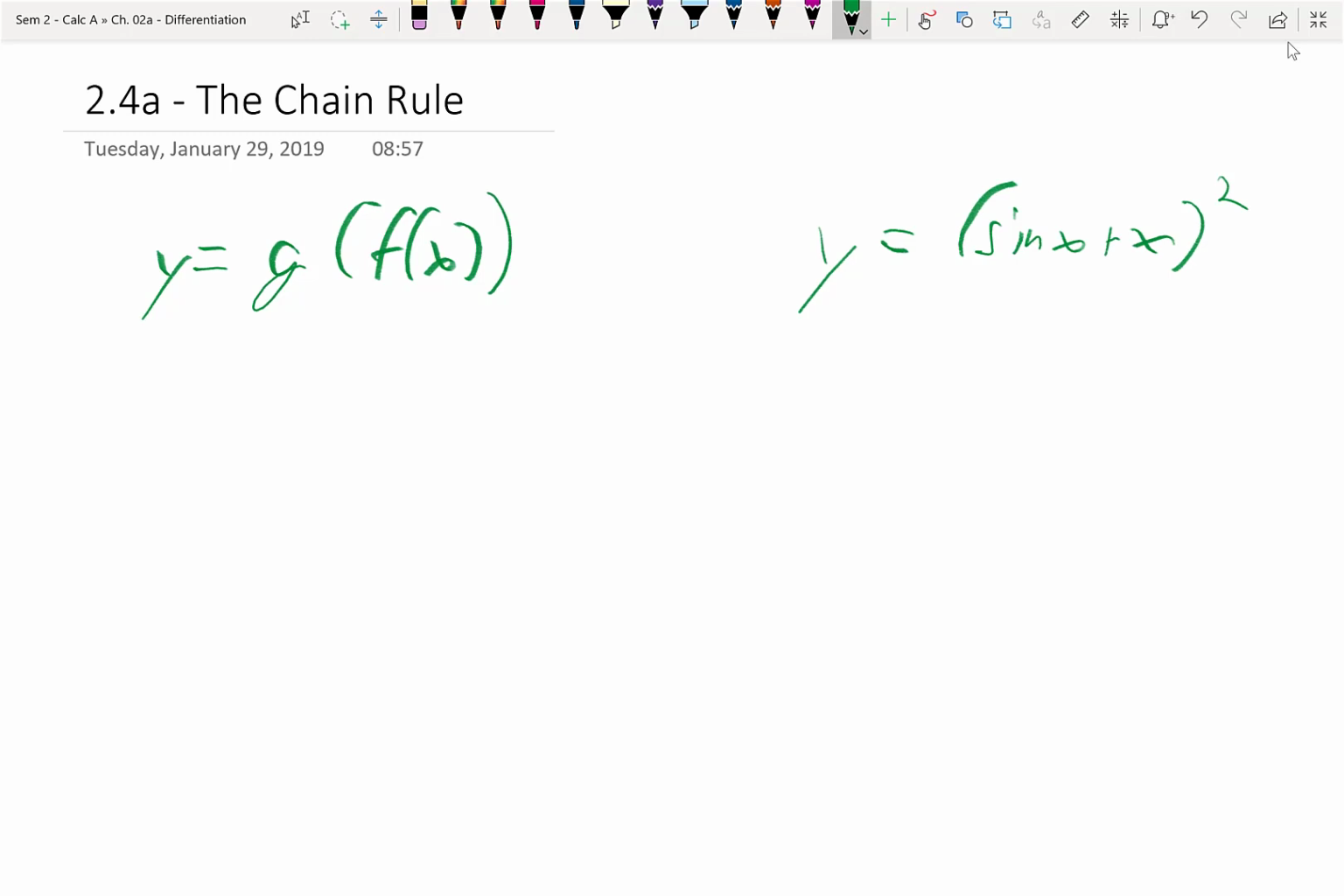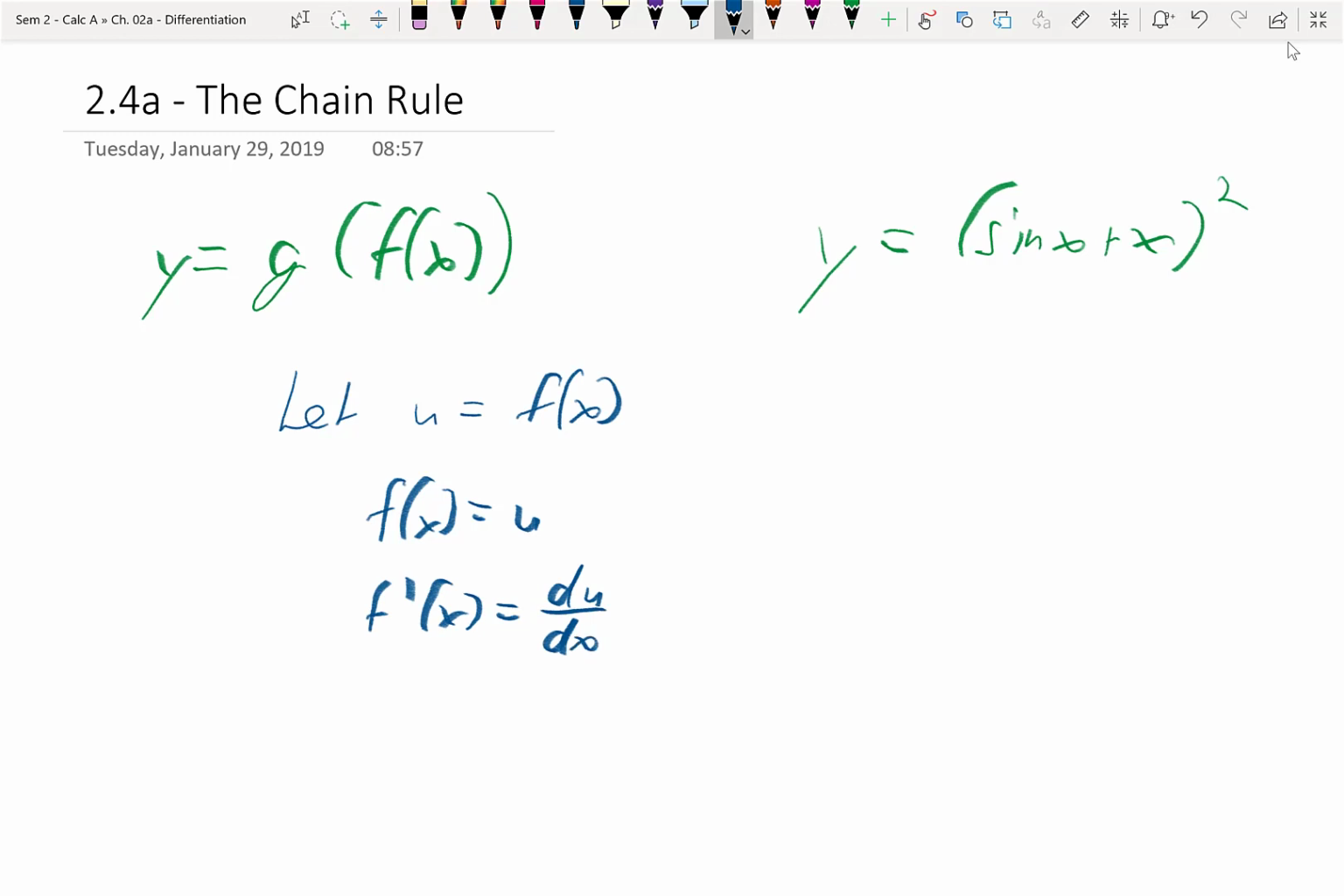Well, what I do, in a sort of complicated sense, is I'm going to let u be equal to f of x. And I'm going to take the derivative of that. So if u is equal to f of x, then the derivative with respect to x, f prime of x, is equal to du over dx.